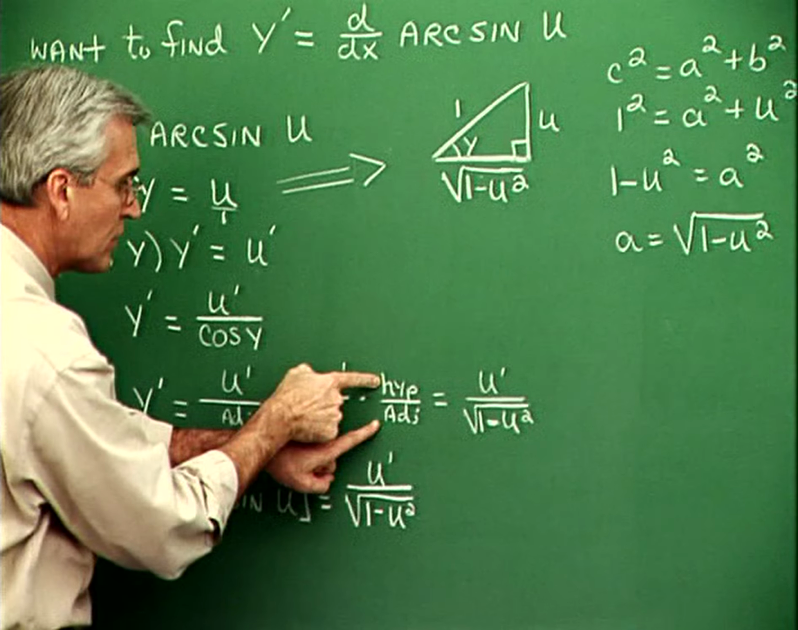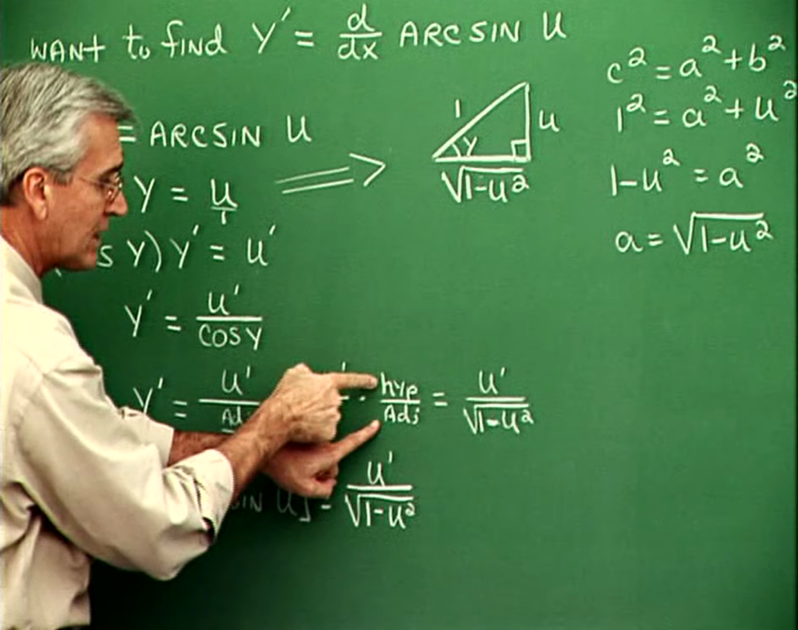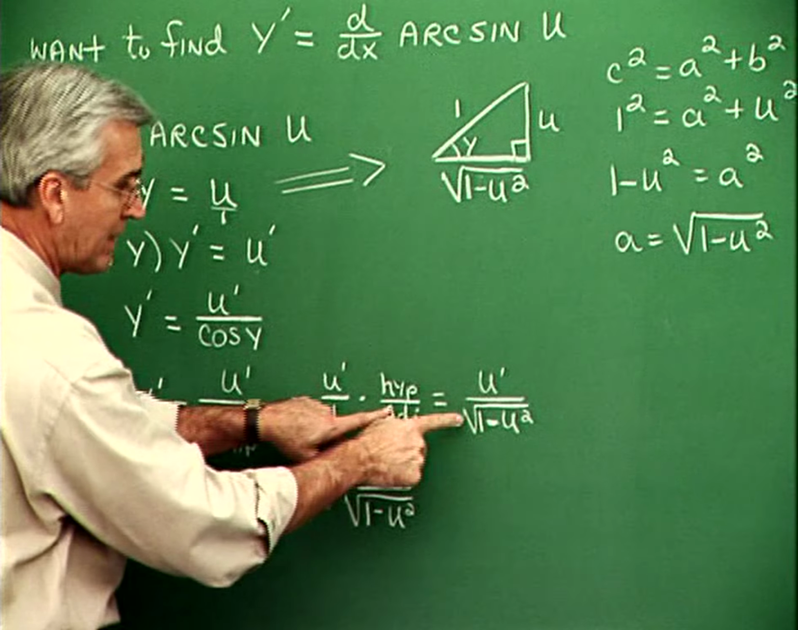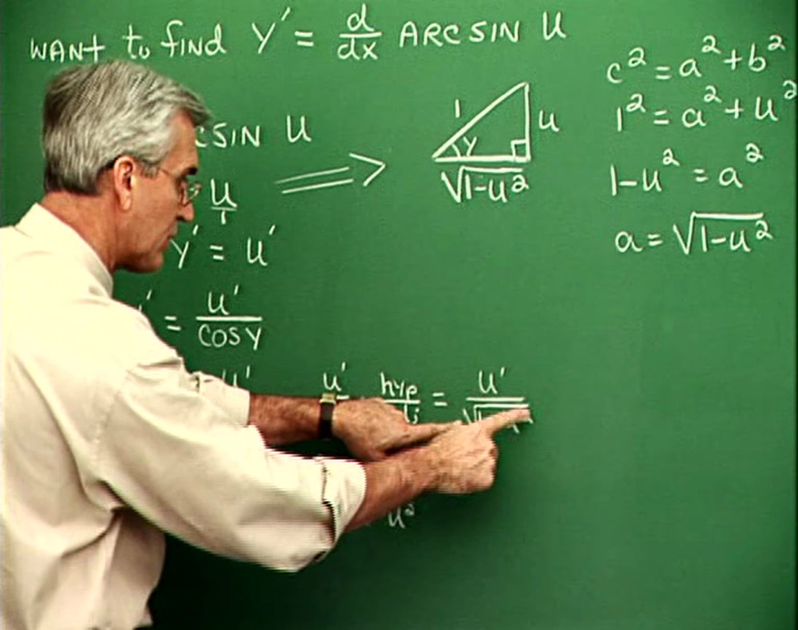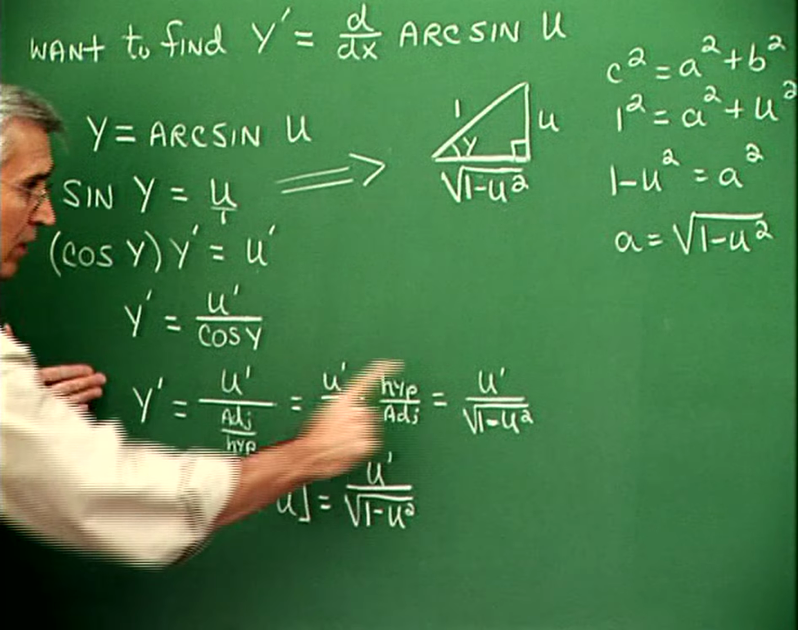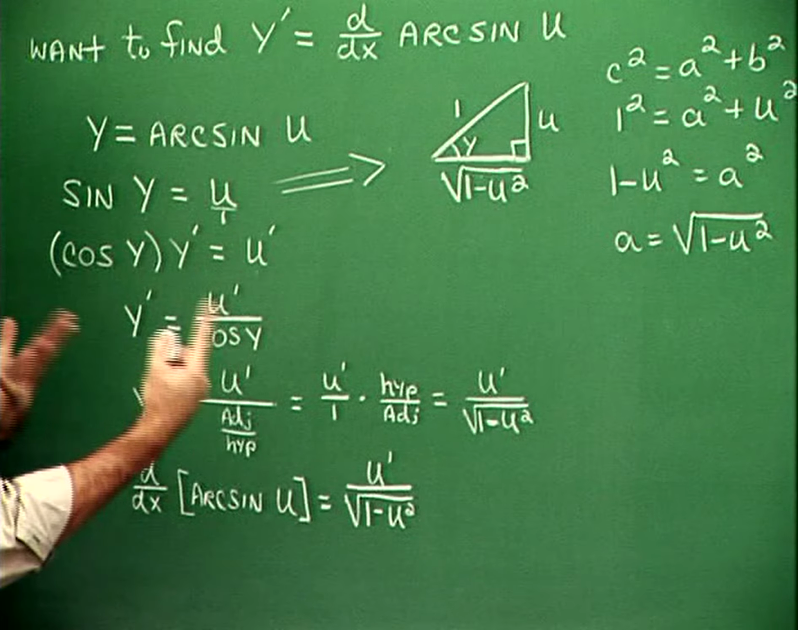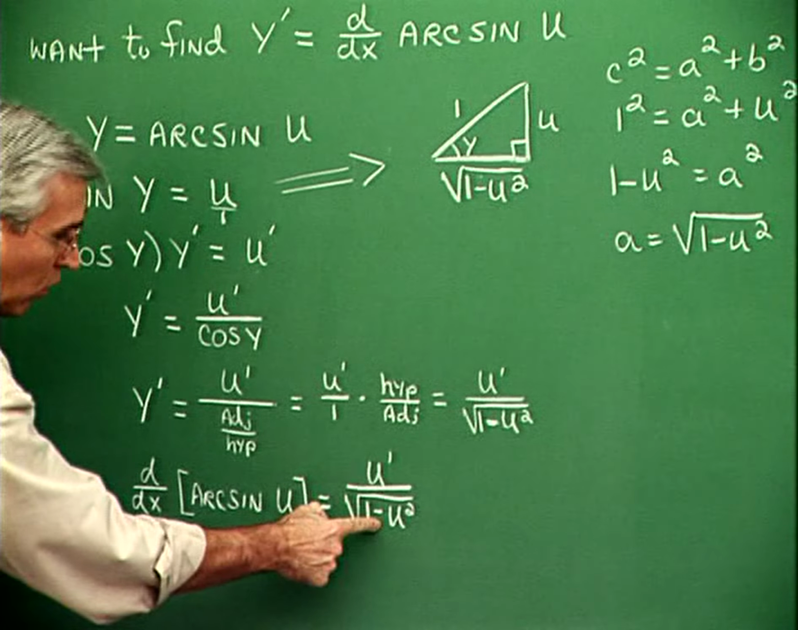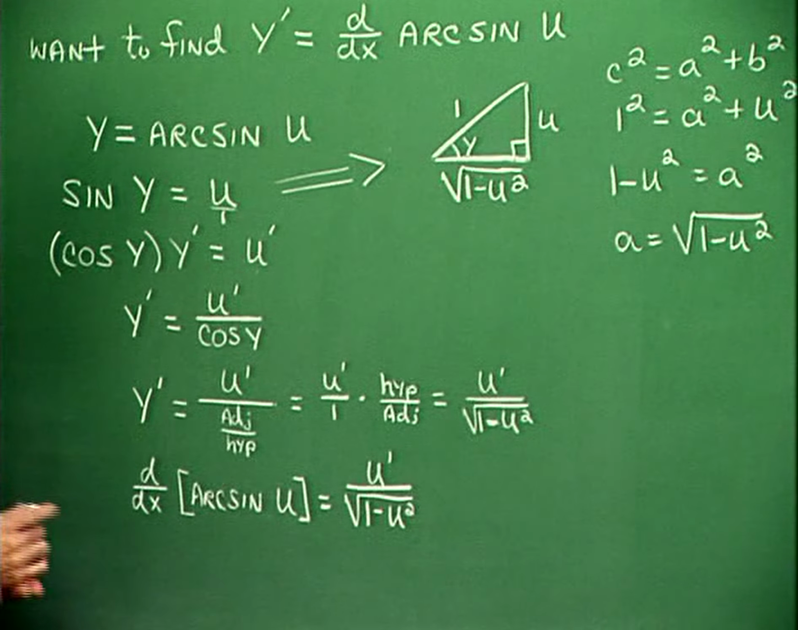So the hypotenuse is 1, so u prime times 1 is u prime, and then 1 times the adjacent side means the square root of 1 minus u squared. So here we have y prime is equal to that fraction, which means the derivative of arc sine u is u prime over the square root of 1 minus u squared.